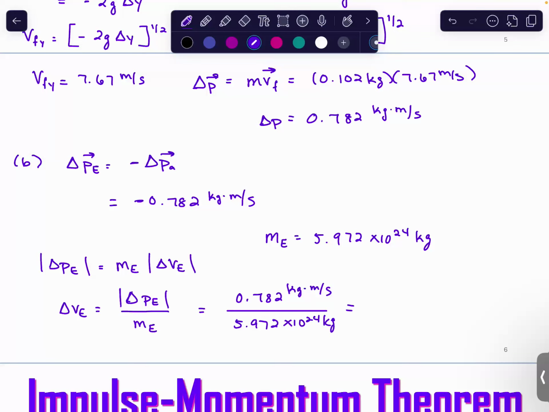So the Earth's change in velocity, like I said, looking heavy, and we are not going to round that to zero.